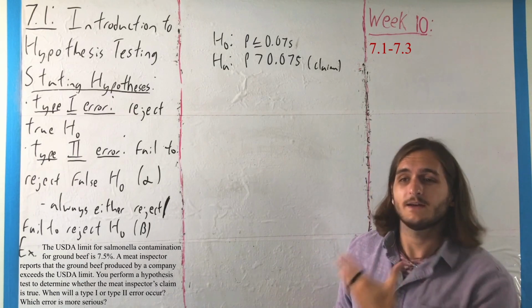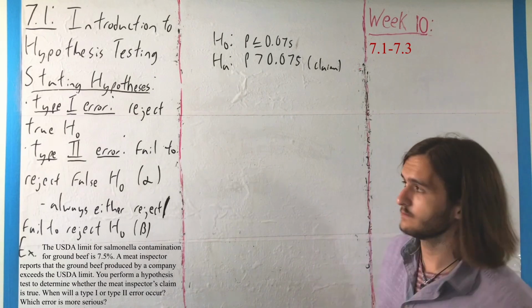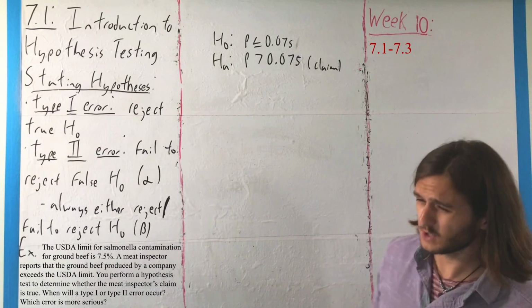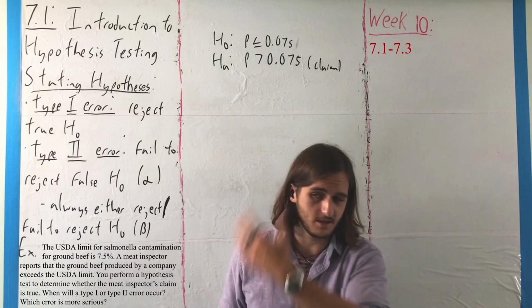So if we find evidence supporting that the proportion is too big, that means that too much meat has salmonella, which is really weird to think about, that any having salmonella is acceptable, but that's how these things have to run.